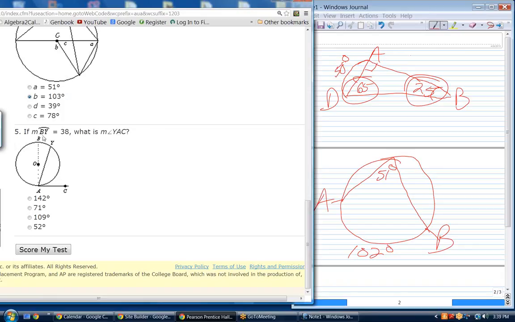Okay, if arc BY equals 38, what is the measurement of YAC? B to Y is 38, Y to A. So it would be 18, or I'm sorry, 19. Would be which angle? Angle Y to A would be 19.